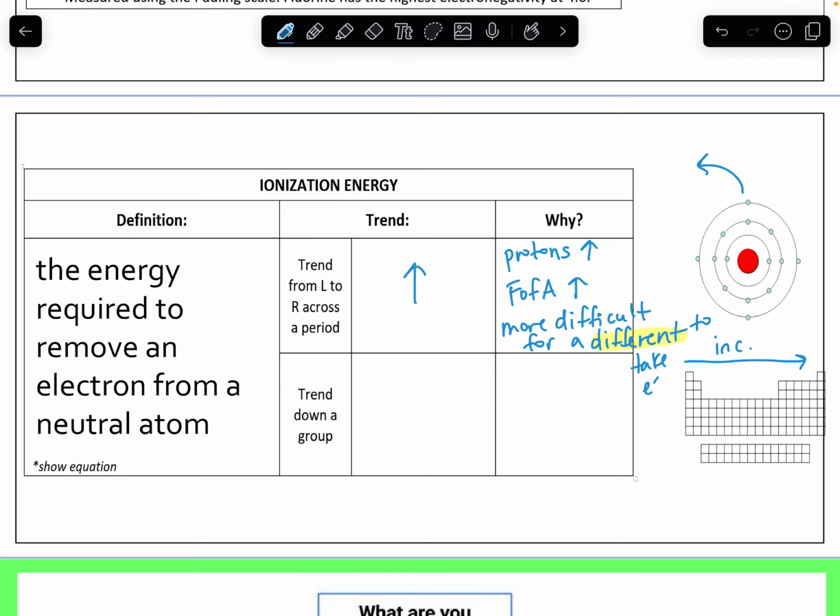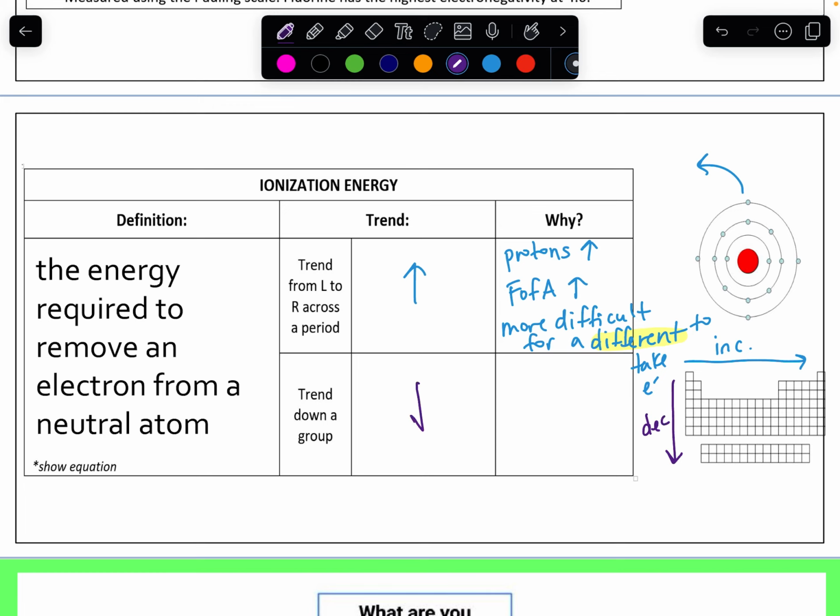Okay, so again, it's not about us taking electrons, it's about somebody else taking our electron. If I have a really strong force of attraction, that other atom is going to really have to pull hard in order to take my electron. When we go down a group, I'm going to swap my color so it doesn't get confusing. Down a group, we're going to see a decrease. Okay, so why is that?